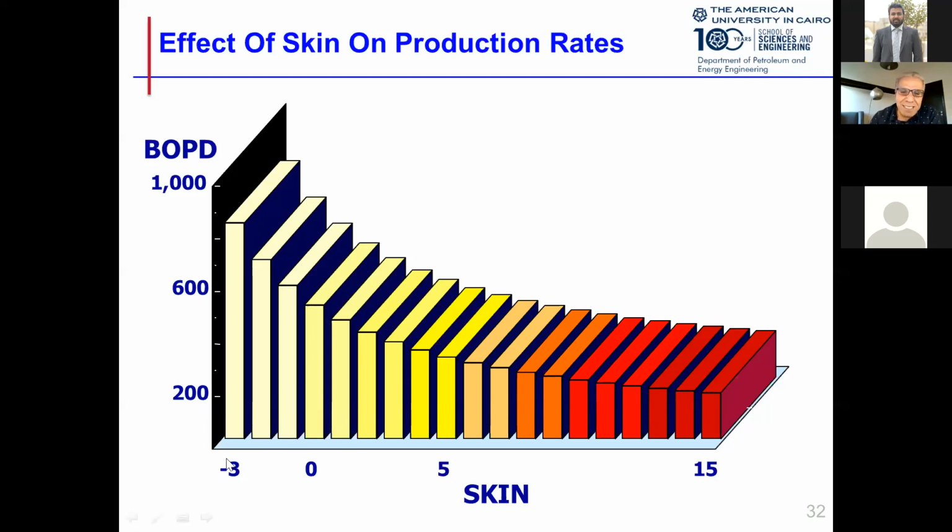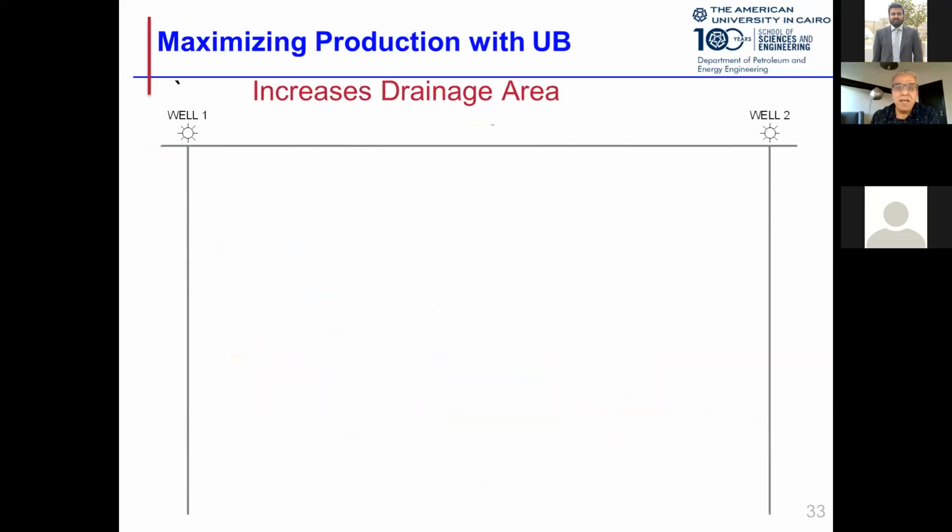When a skin is negative, let's say -3, the production is almost 10, maybe 5 folds or 4.5 folds larger than when the skin is 15. And this is the main driving force in here, to minimize the skin, to prevent damage from occurring, okay? We don't need to go to stimulation or to treatment if we can avoid this by utilizing a good technology.